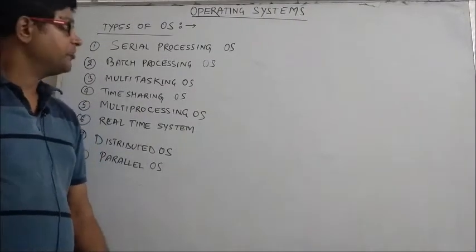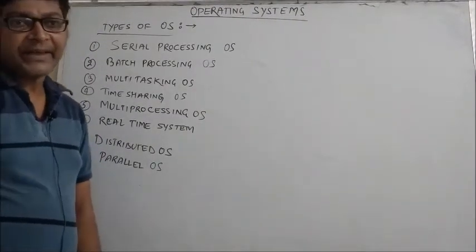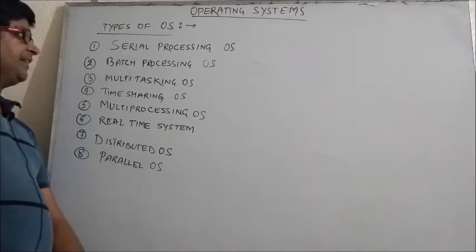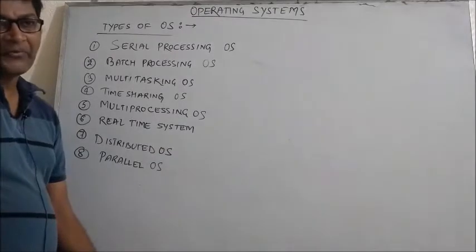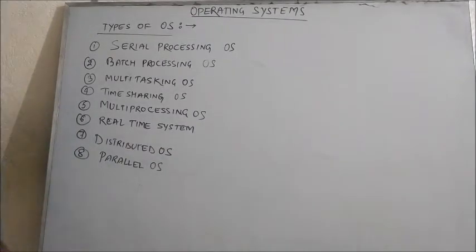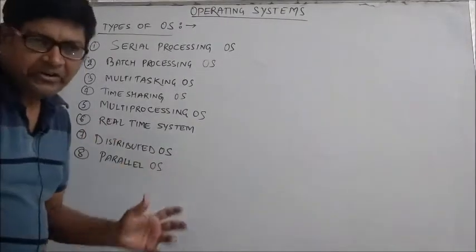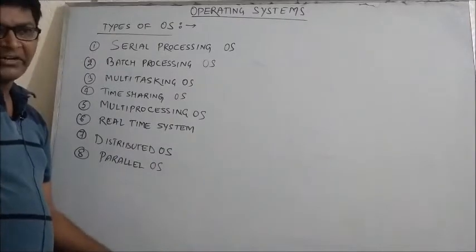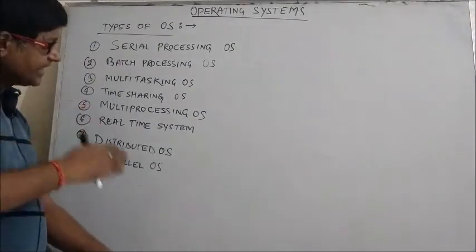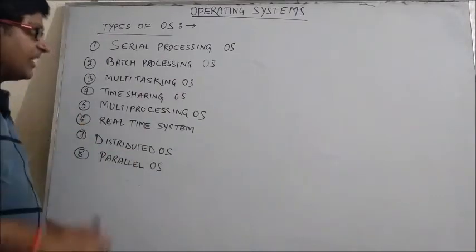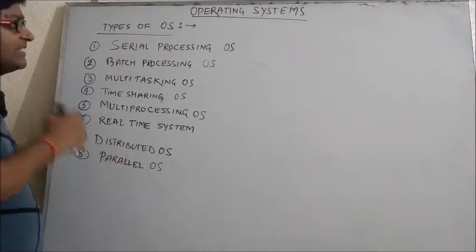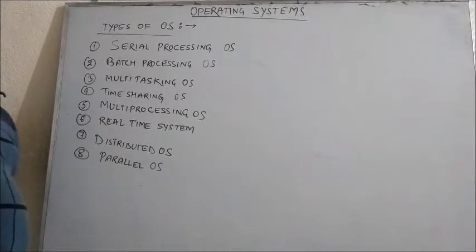Today I am going to teach you a new topic, that is types of operating system. See, there are mainly 8 types of different operating systems, right? So first of all, I will give you just a brief introduction of all these operating systems, then I will teach you one by one in some more detail. So let's start with the first one, that is serial processing operating system.